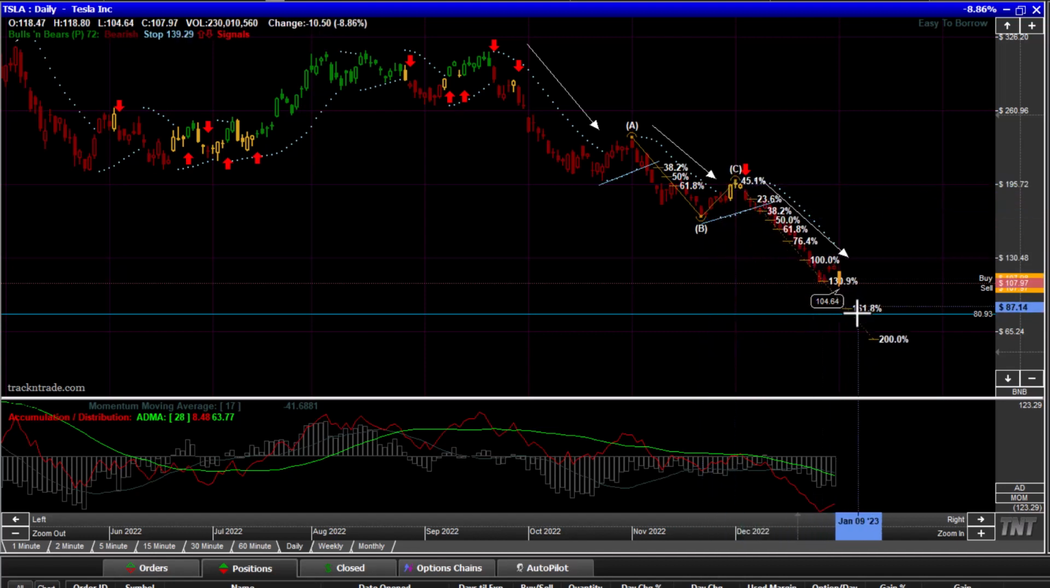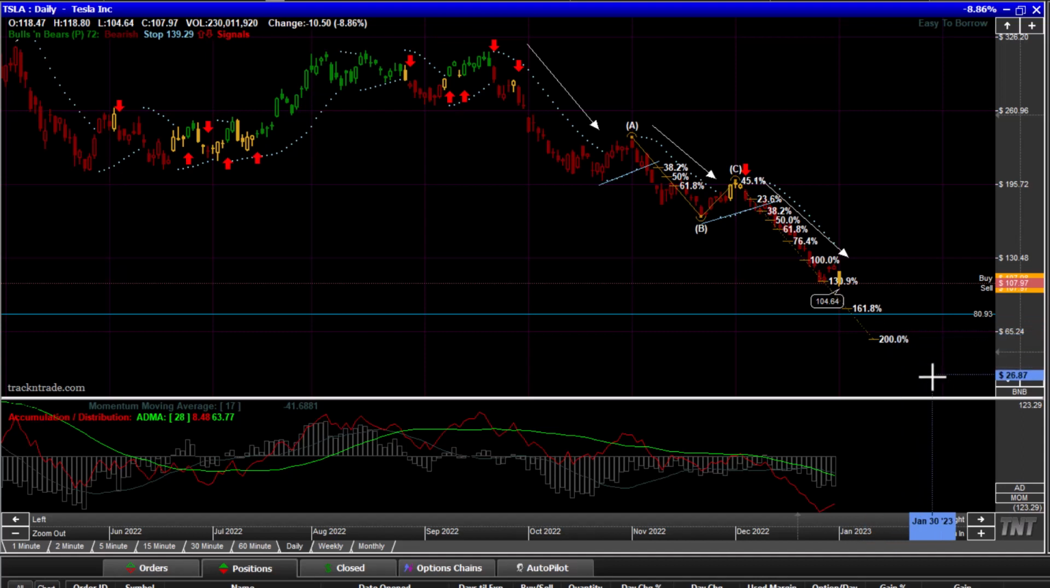This would bring us down to 161.8, which is a golden ratio within the Fibonacci sequence, and that would put us right down here at that 80.93 level, or that $80 level. So that's very doable. That's not out of the question at all. We're sitting here at 130.9 right now, and we haven't broken the blue lines. So how far down can it go? Well, it could go all the way down to 200.